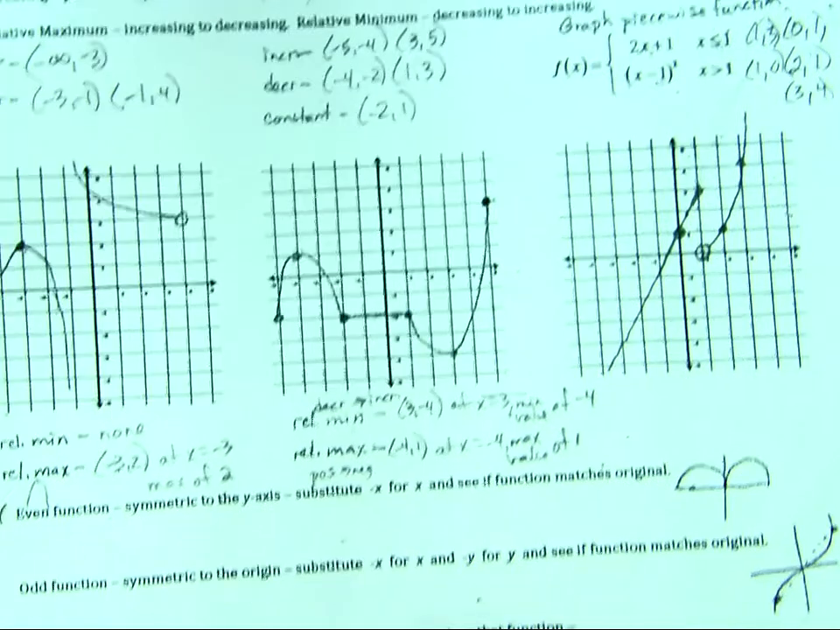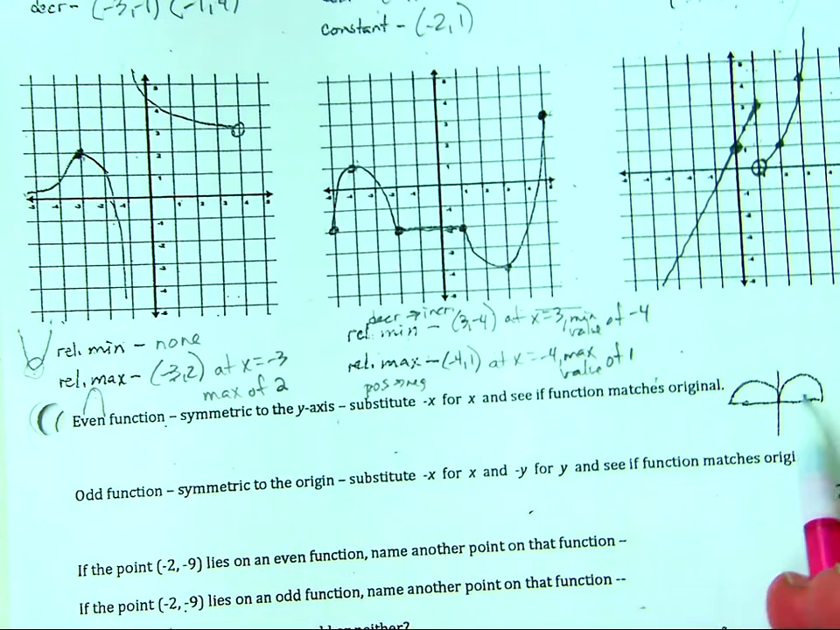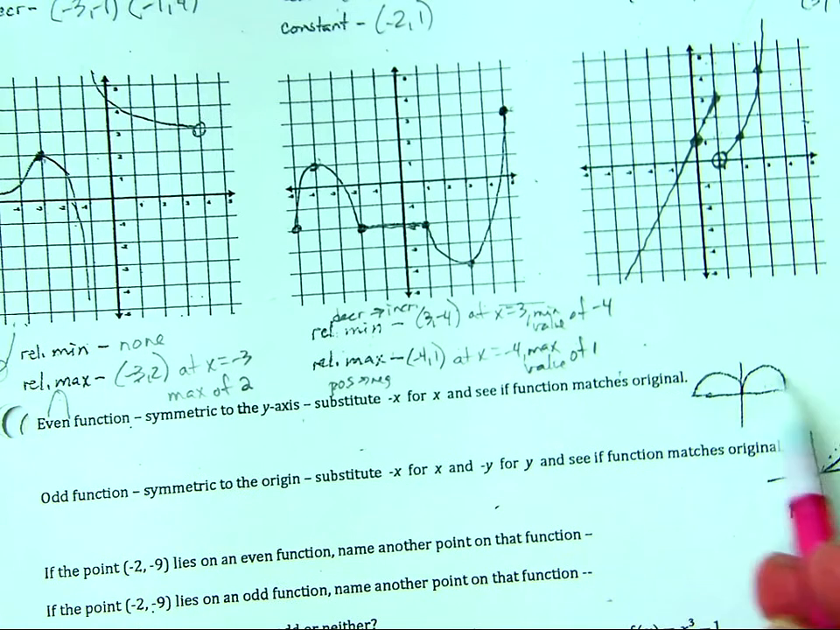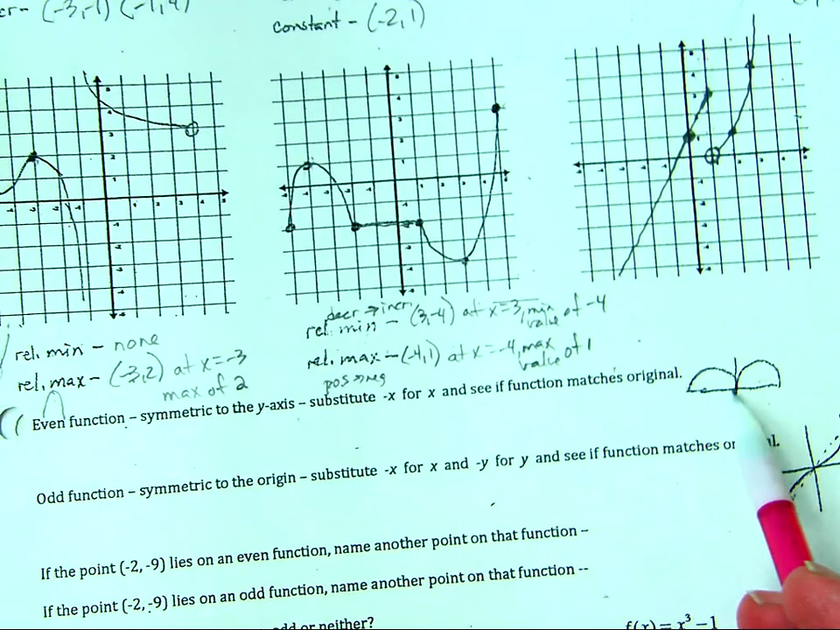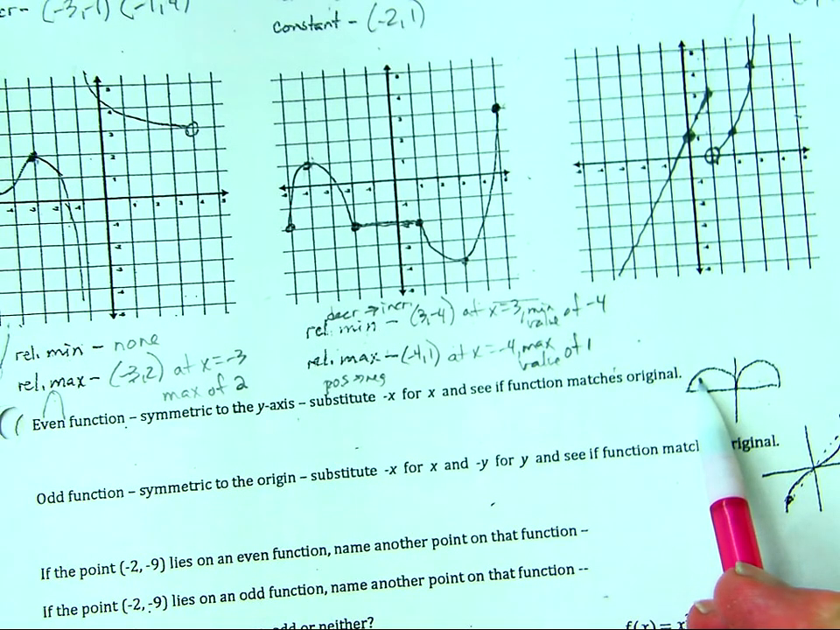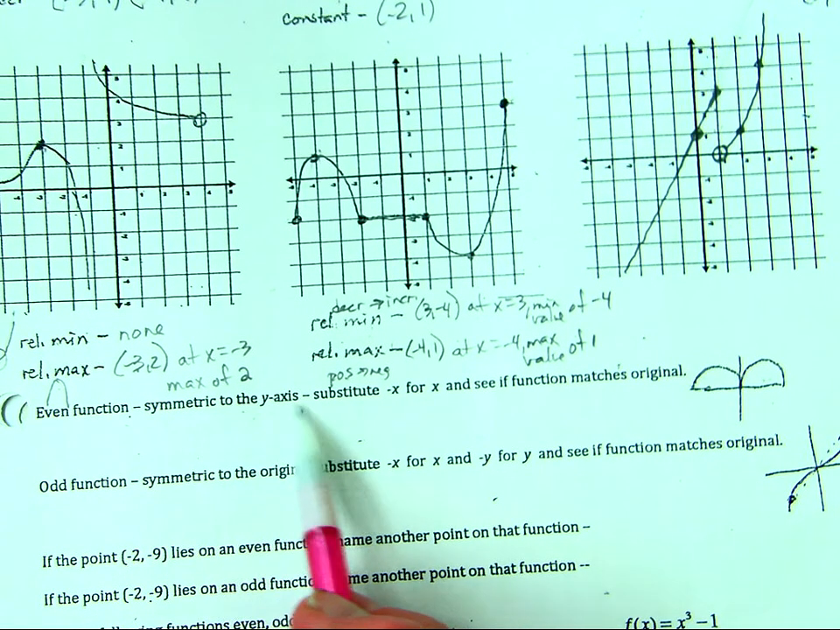Well, an even function is symmetric to the y-axis. So that means it's the same on both sides. This is an example of an even function. If you flipped it over the y-axis, does it fall right back on top of itself? Yes. So even is symmetric to the y-axis.